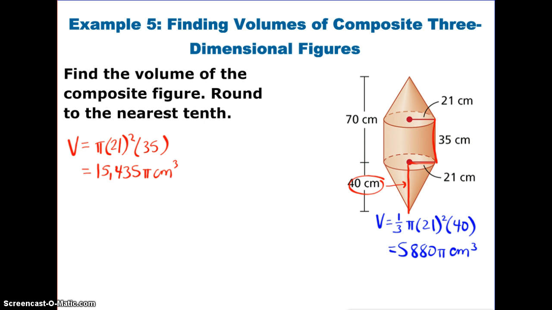I'm leaving it all in pi because I want to round at the very end, because I'm going to have to add all of the volumes. So this right here is going to be the cylinder. Over here we have the bottom cone.